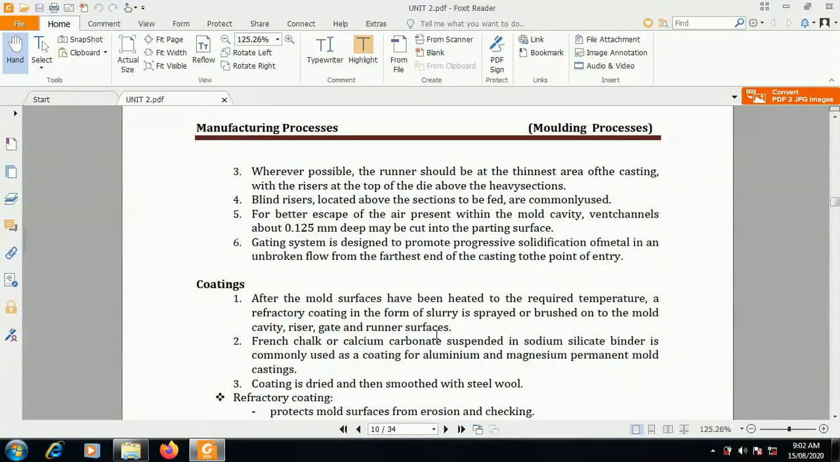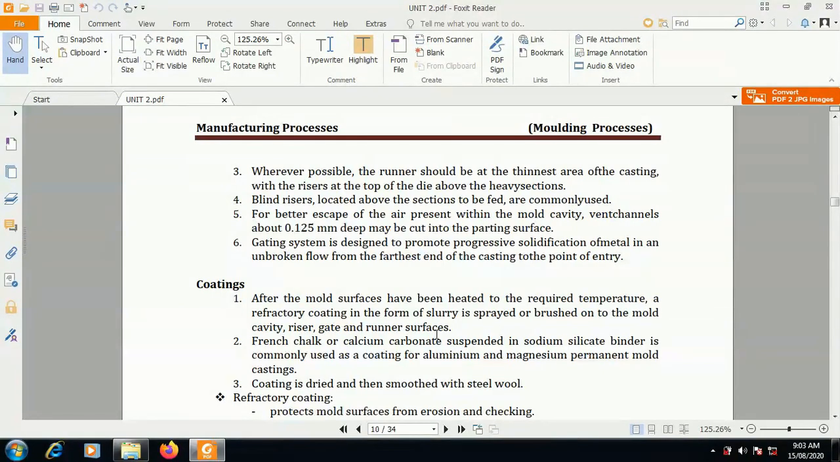Here, before pouring of molten metal inside the mold cavity, you have to go for a coating. A suitable refractory slurry material you have to coat on the inner surface of this mold cavity, so that you can protect the mold from the very high temperature of the molten metal. Generally this permanent mold casting process is not applicable for steel, because the pouring temperature of steel is very high, that is 2300 centigrade.